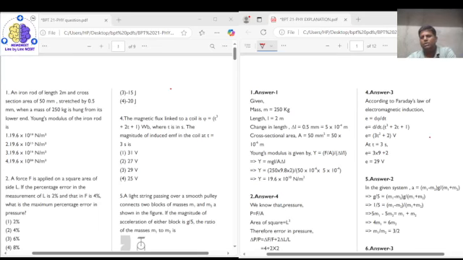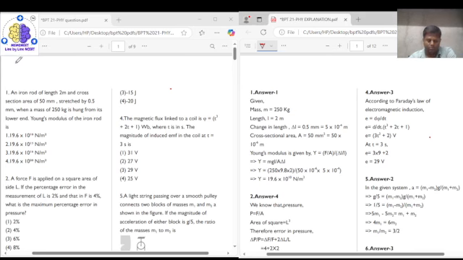This is Ravikant, your physics teacher, and today we are going to discuss your BPT 21 question paper. The very first question says that an iron rod of length 2 meter and cross sectional area 50 millimeter squared is stretched by 0.5 millimeter when a mass of 250 kg is hung from its lower end. Young's modulus of the iron rod is?